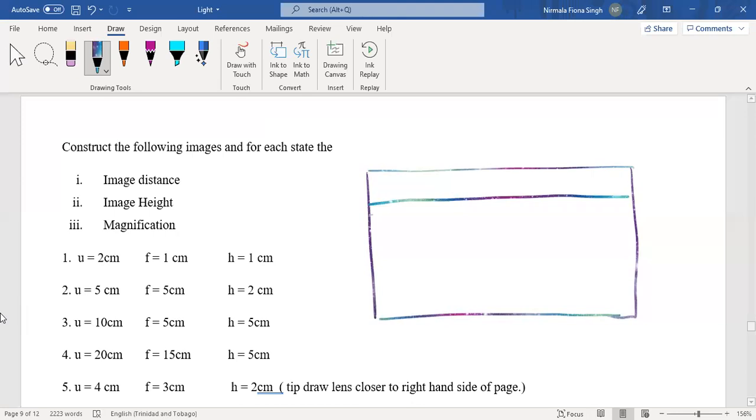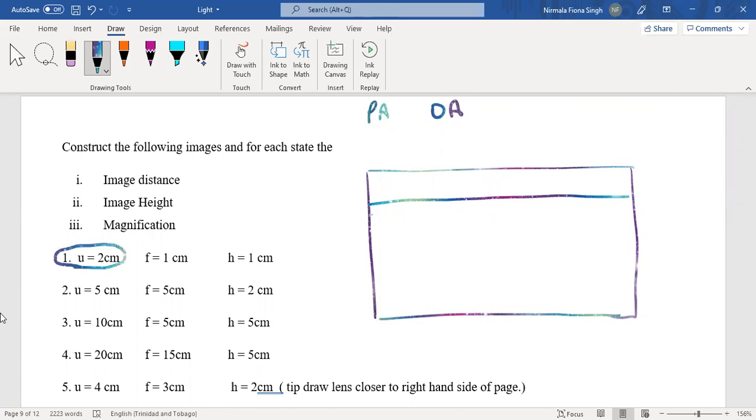Then you want to draw your principal focus, and now your principal axis. Now you want to draw your optical axis. My tip to you is to draw the optical axis 1 centimeter greater than your focal length. No, greater than your object distance. Your object distance here is 2 centimeters.